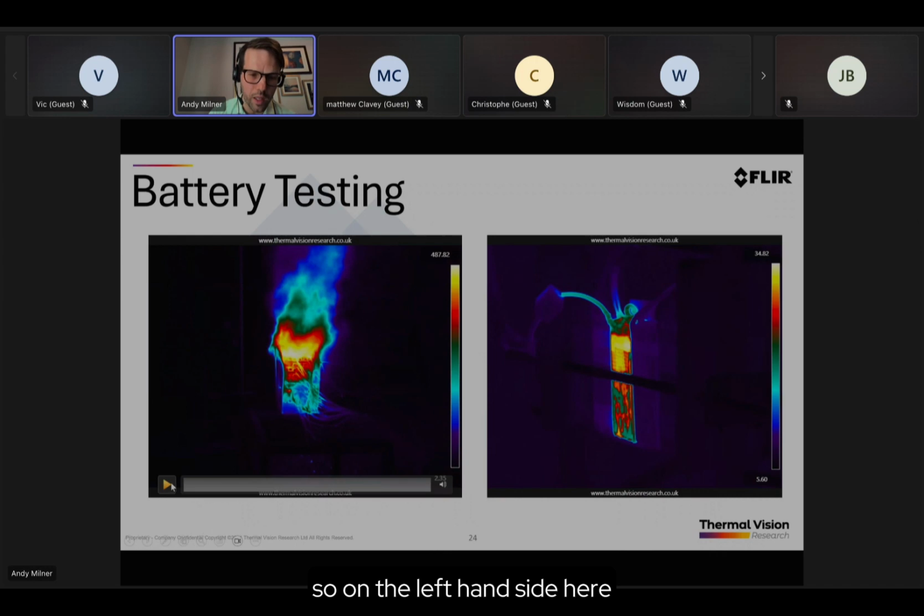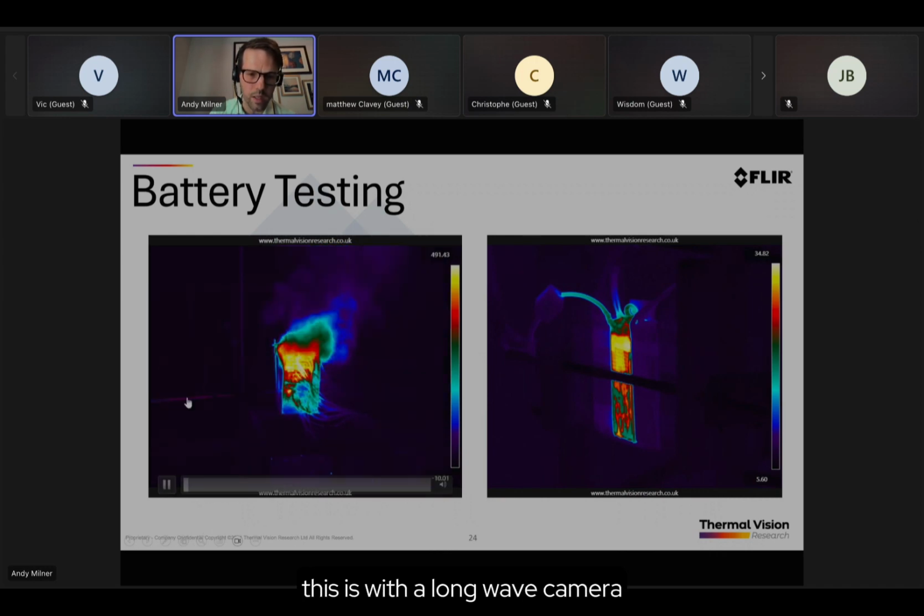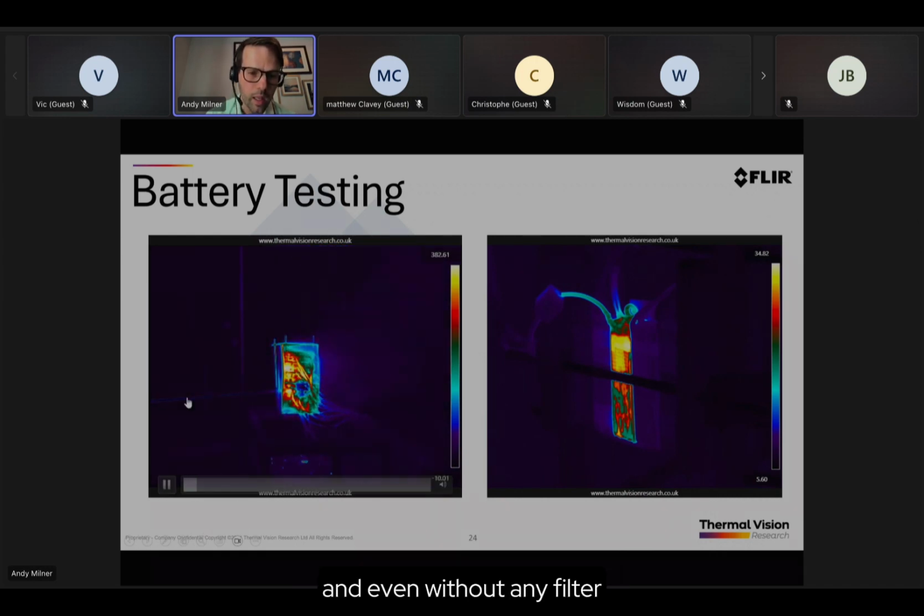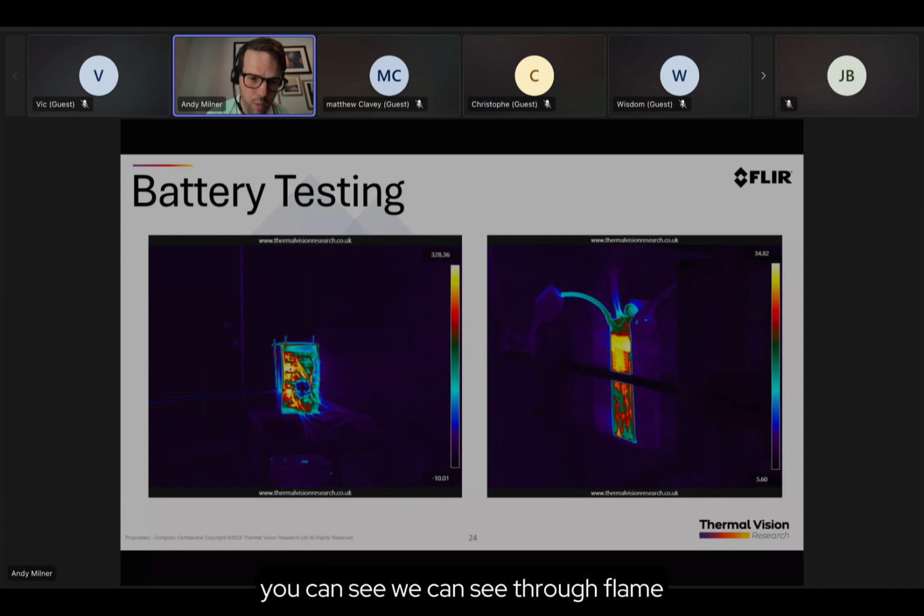On the left-hand side here, this is with a long wave camera. Even without any filter, we can see through flame, and it removes most of the smoke.